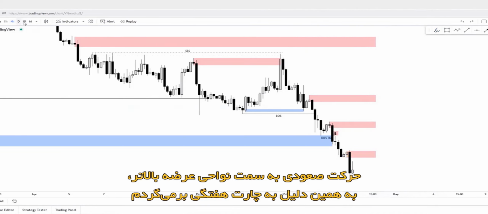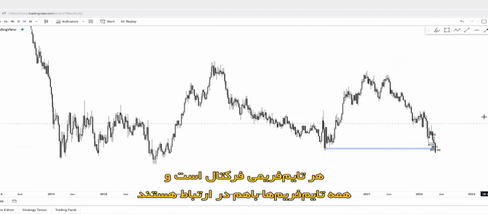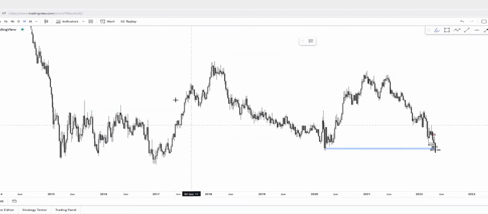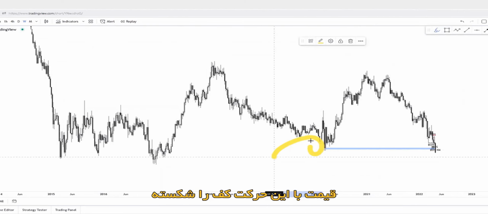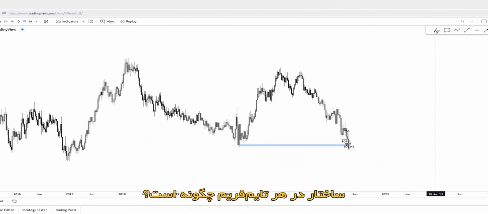Because let me just switch back to the weekly chart. So just follow this structure. Follow the structure. You know, every single time frame is fractal. Every single time frame is correlated. So price broke below this low point. With this movement, what does the structure actually look like on every single time frame?